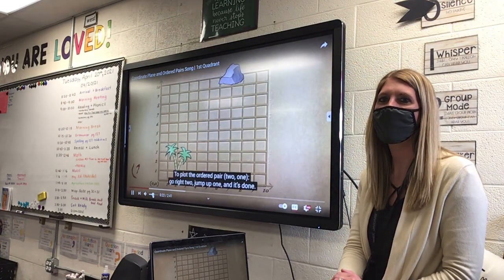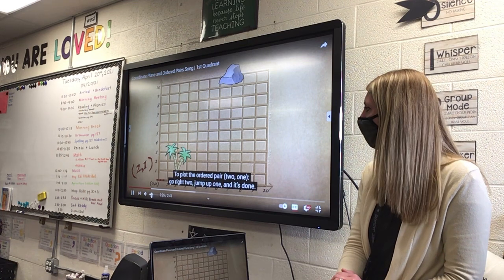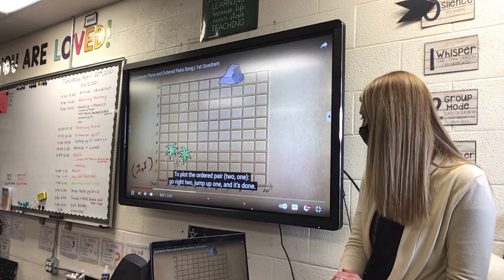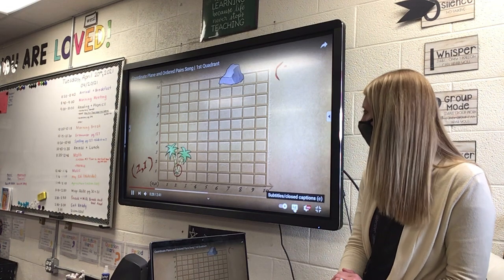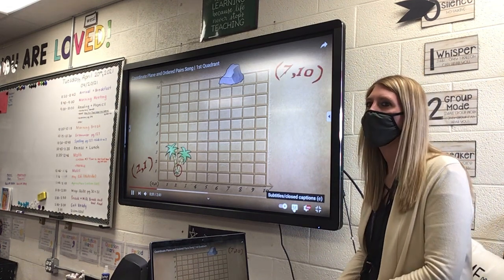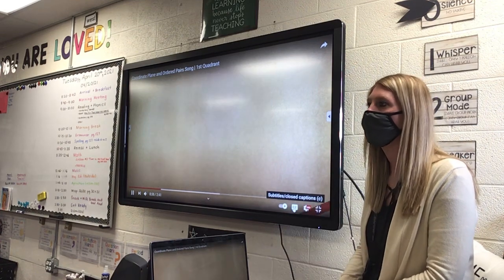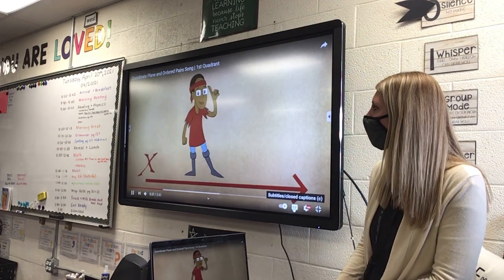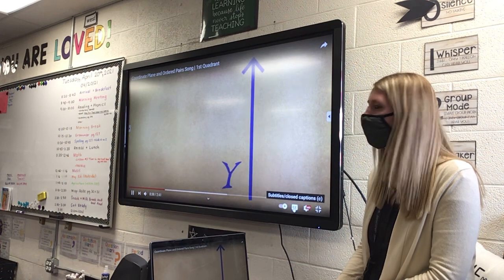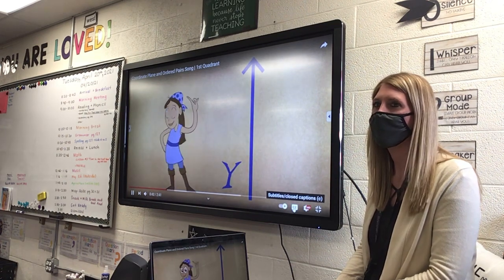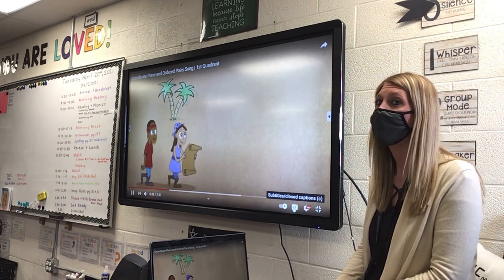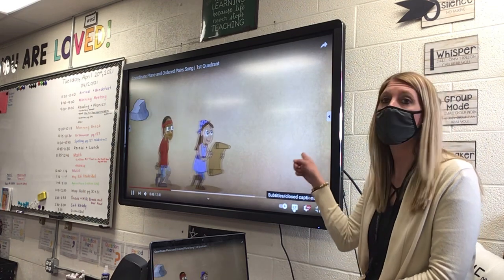To plot the ordered pair 2, 1, go right 2, jump up 1, and it's done. To plot the coordinates 7, 10, go right 7, up 10, mark it with your pen. On the x-axis, count to the right. On the y-axis, count from the ground. It's A1. It's social studies.